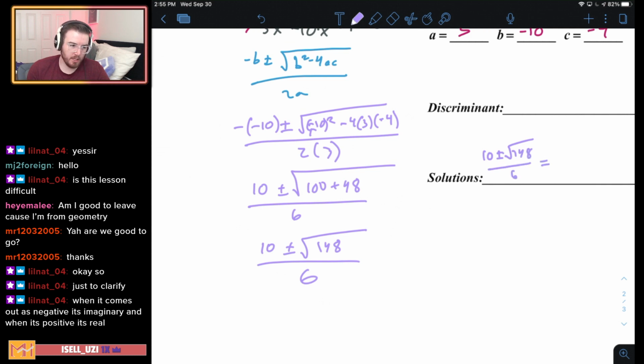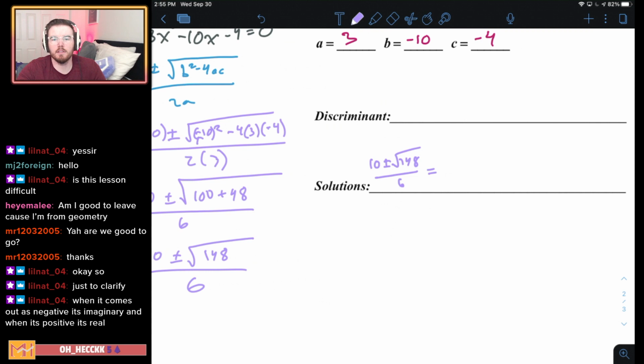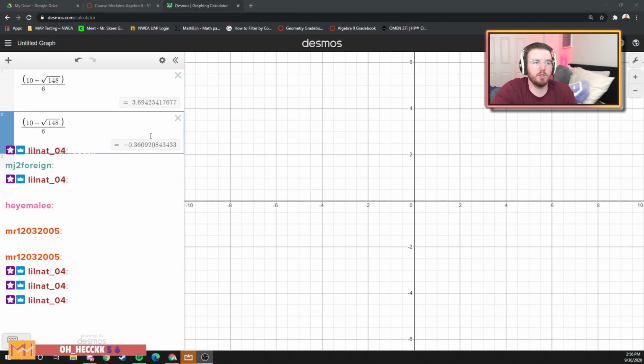And that's something I can plug into a calculator. Let's see what that one looks like. So 10 plus the square root of 148 divided by 6, and 10 minus the square root of 148 divided by 6. So there's my two solutions. Depending on how I tell you to round, this time I'll do hundredths. So I've got negative 0.36, and I have positive 3.69. There we go. This is easy, right?